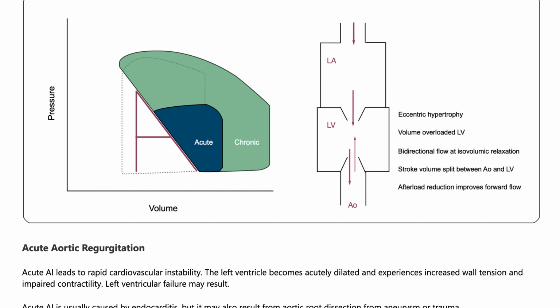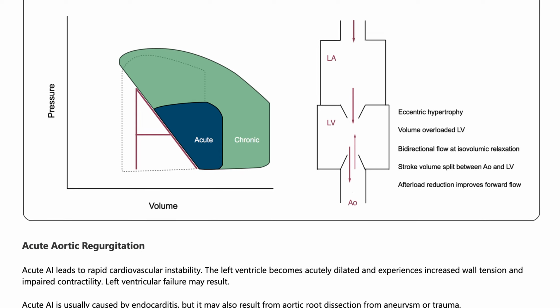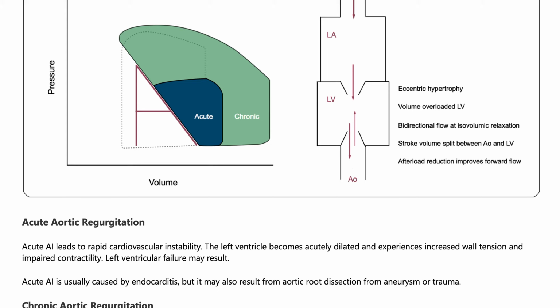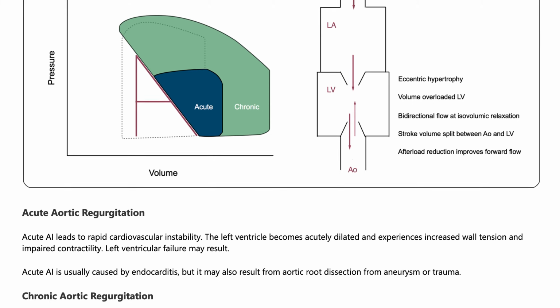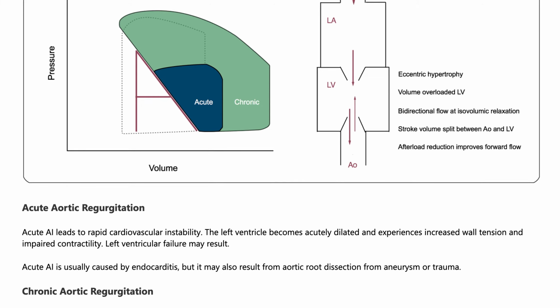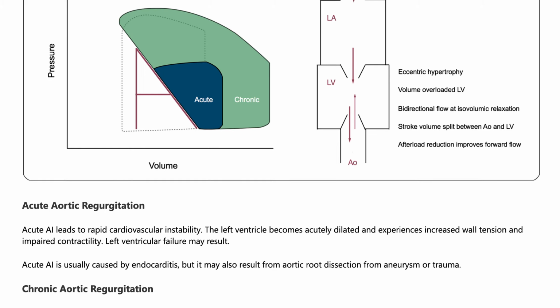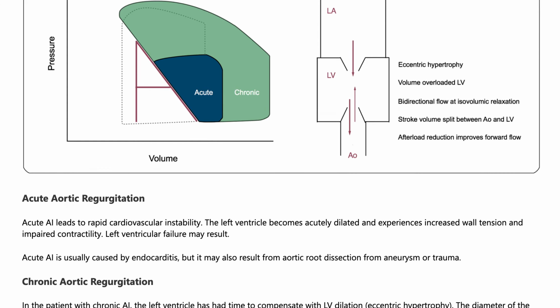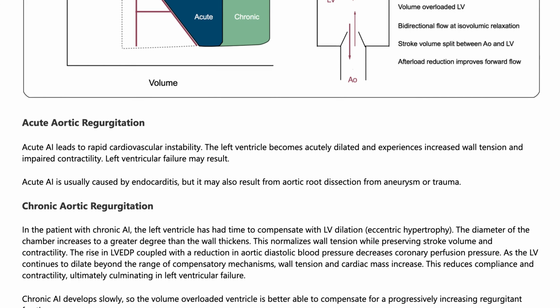Acute aortic regurgitation. Acute AI leads to rapid cardiovascular instability. The left ventricle becomes acutely dilated and experiences an increase in wall tension and impaired contractility. Left ventricular failure may result. Acute AI is usually caused by endocarditis, but it may also occur from aortic root dissection from aneurysm or trauma.